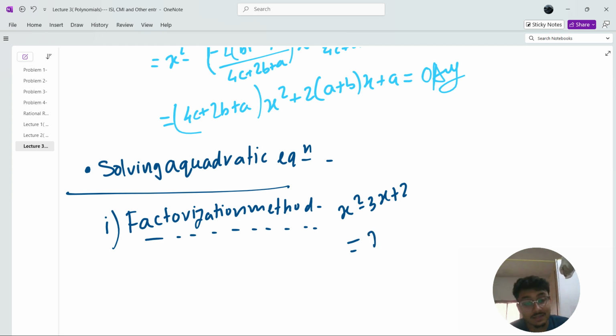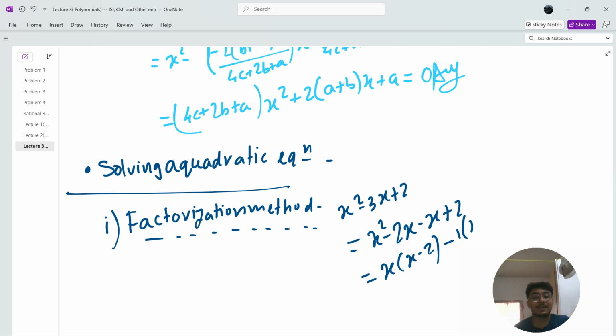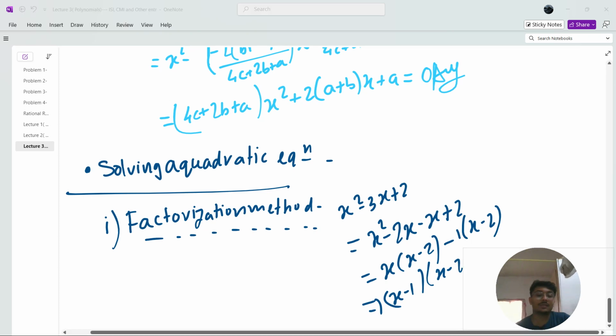So basically this can be written as x square minus 2x minus x plus 2, since 2 plus 1 gives me 3 and 2 into 1 gives me 2. So I can take something common. I can take my x common, x minus 2, and from here I can take my 1 common, so x minus 2. From both of these I can take my x minus 2 common. So ultimately this gives me x minus 1 into x minus 2. So this is the factorization method.